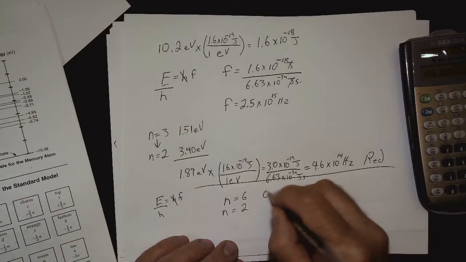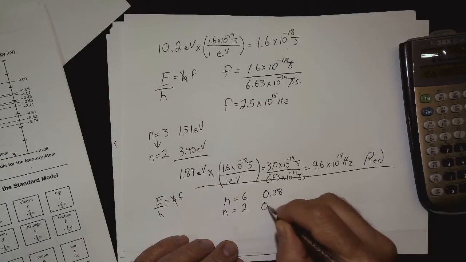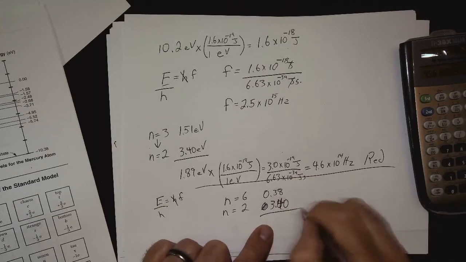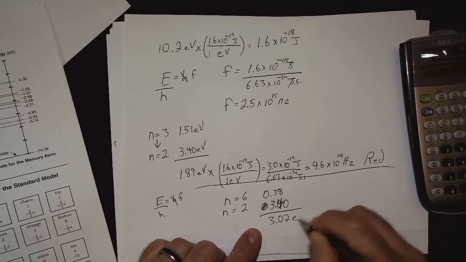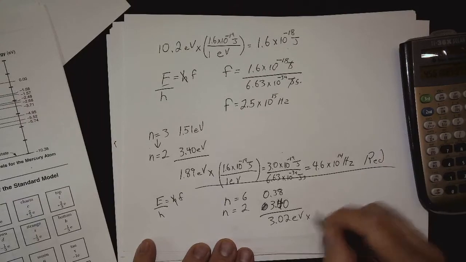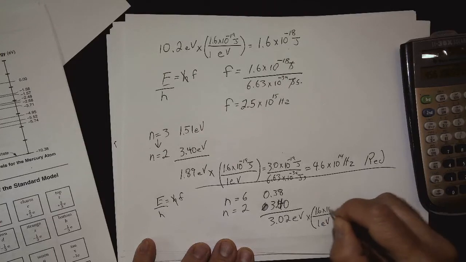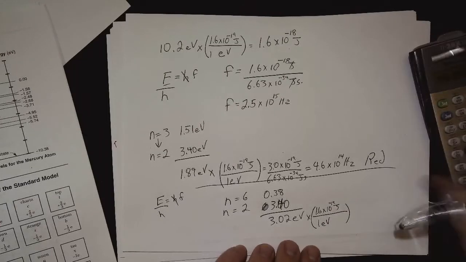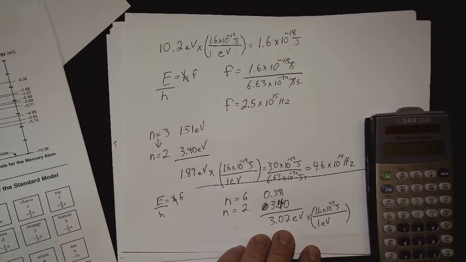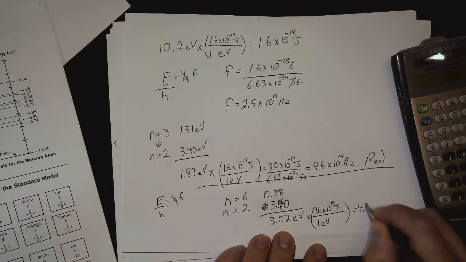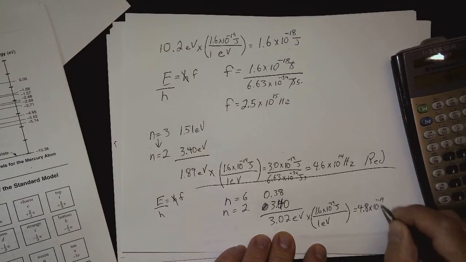So n equals 6 is 0.38. N equals 2 is 3.40. So if we take the difference between those, that's 3.02 electron volts. We do the same thing again, right? Multiply by 1 eV, which is the same as 1.6 times 10 to the minus 19th joules. So 3.02 times 1.6 times 10 to the minus 19th gives us 4.8 times 10 to the minus 19th joules.